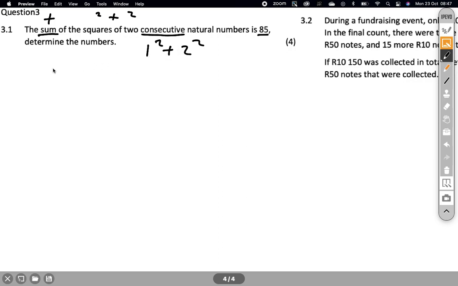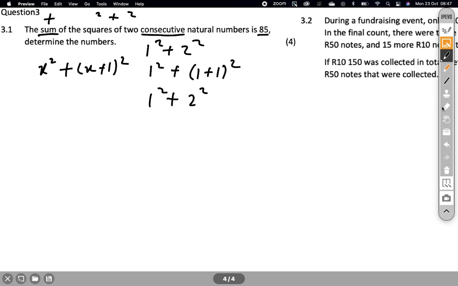So let's say the first term that was added is x. Remember, it must be squared. But then what is the next consecutive number of x? It is x plus 1. So remember, let's say our x is 1. So this would be 1 squared plus x plus 1, but we said our x is 1, so it would be 1 plus 1, which would still be 1 squared plus 2 squared.